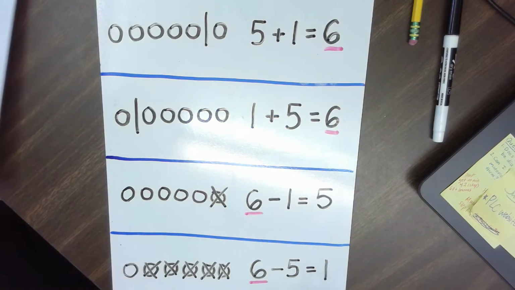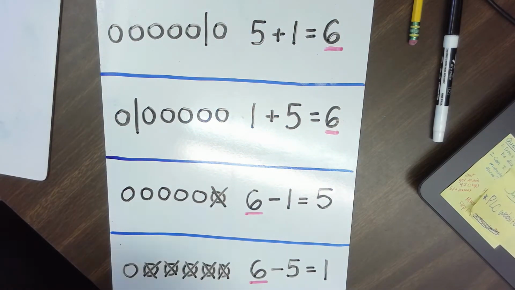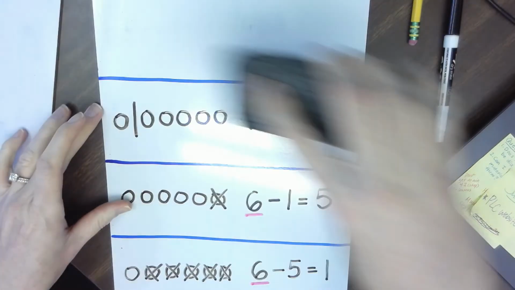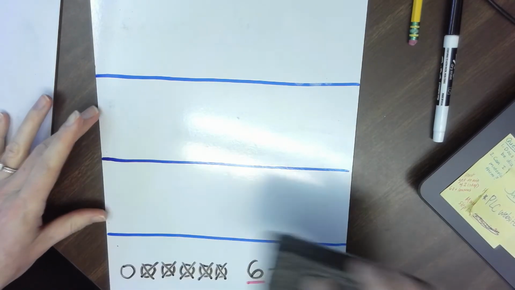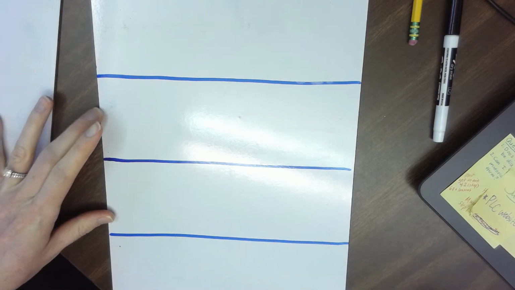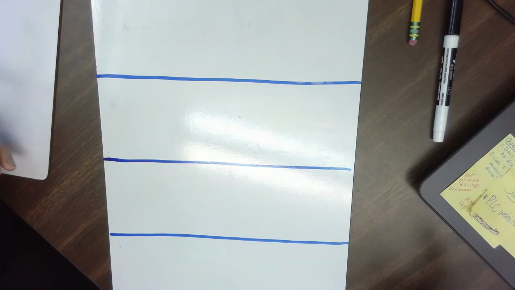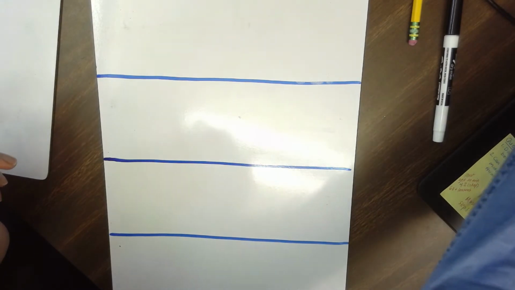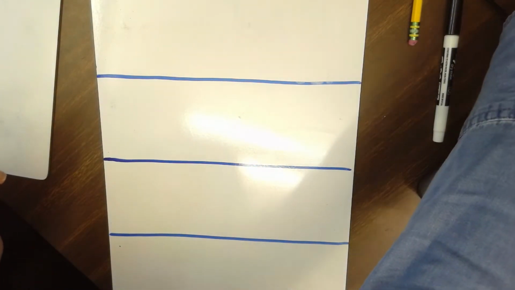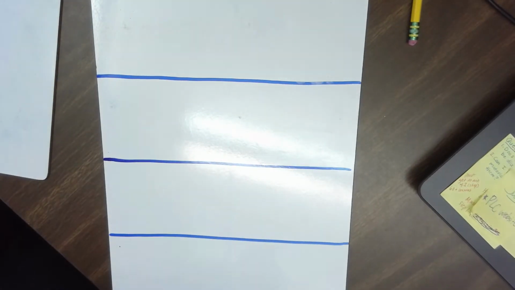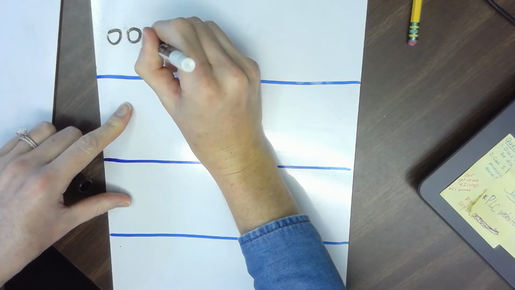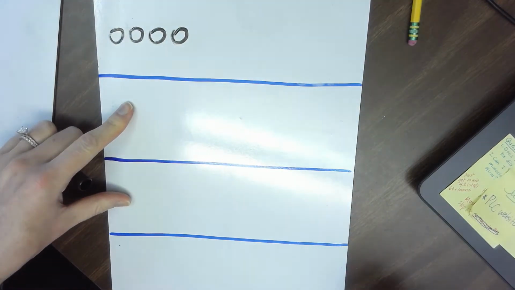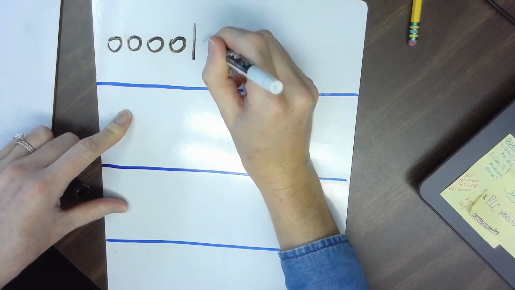Let's try another one. So I'm going to erase what we have. Okay. So now, I'm still talking with Bob, but we're not going to talk about pennies anymore. We're going to talk about marbles. So Bob has 4 marbles, and I give Bob 2 more marbles.